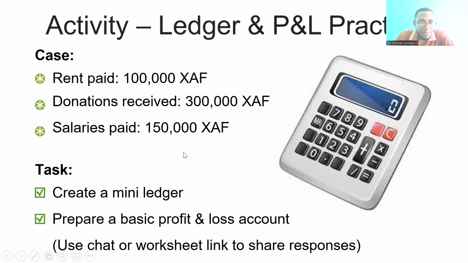So this is another exercise for you. So you paid your rent 100,000, donations came in 300,000, and the salaries were paid 150,000. So create a mini ledger, prepare a basic profit and loss account. You can just draft this in your book, snap it and send it to the chat. Let us see how far you understand the lesson of today. Okay.